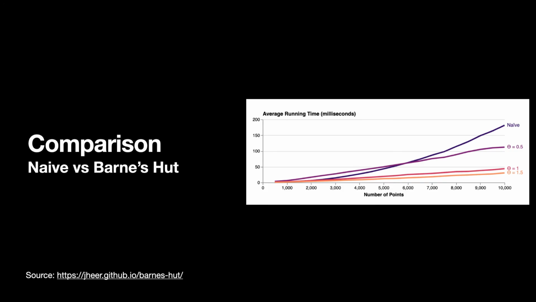So anyway, let's take a look at the naive algorithm, which needs almost 200 milliseconds for calculating 10,000 bodies, right? Whereas the Barnes-Hut algorithm with a theta of 1 only needs 50 ms. So the difference is quite big. But you also have to account for the fact that if you have a bigger theta, you will also have bigger inaccuracies in your simulation. So the smaller you choose your theta, the more accurate your simulation will be, but the runtime will suffer.